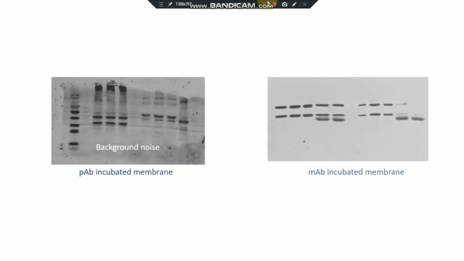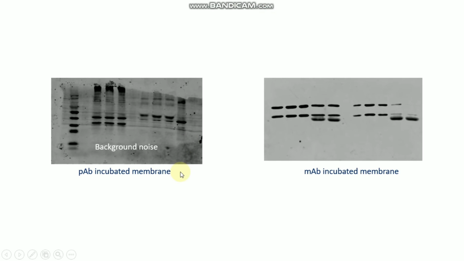Here I will show you two different images. The first image is the polyclonal antibody incubated membrane, and the second one is the monoclonal antibody incubated membrane. You can see the difference here. In the case of the polyclonal antibody incubated membrane, there is a lot of noise. You see, this membrane is not clear. Not only the band, but beside the bands there are also a lot of bands, a lot of noise.